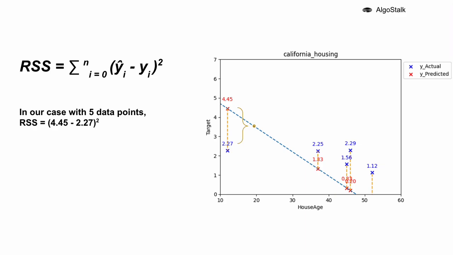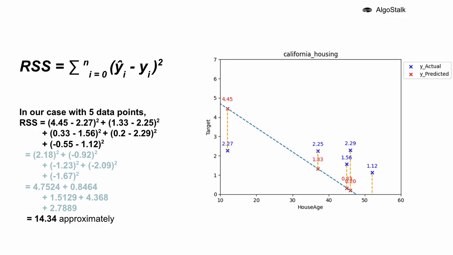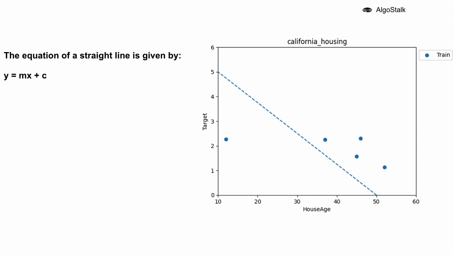In our case, with 5 data points, the residual sum of squares is calculated as (4.45 minus 2.27) squared plus (1.33 minus 2.25) squared and so on. The residual sum of squares in our case is approximately 14.34.